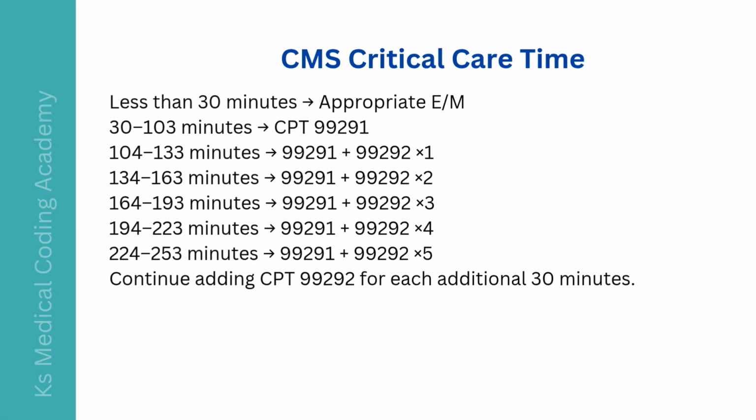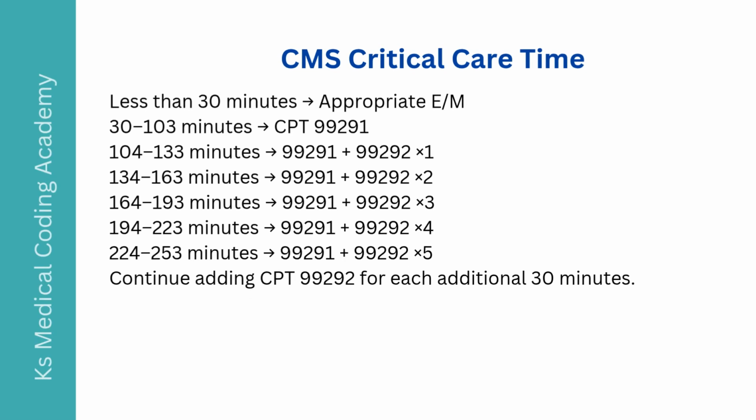Under CMS guidelines, if critical care time is less than 30 minutes, report the appropriate EM service. Once the physician documents 30 minutes or more, CPT 99291 is reported. Additional time is reported with CPT 99292. As physician time increases, continue reporting 1 unit of CPT 99292 for every additional 30 minutes beyond the initial period. Always ensure total time is clearly documented.